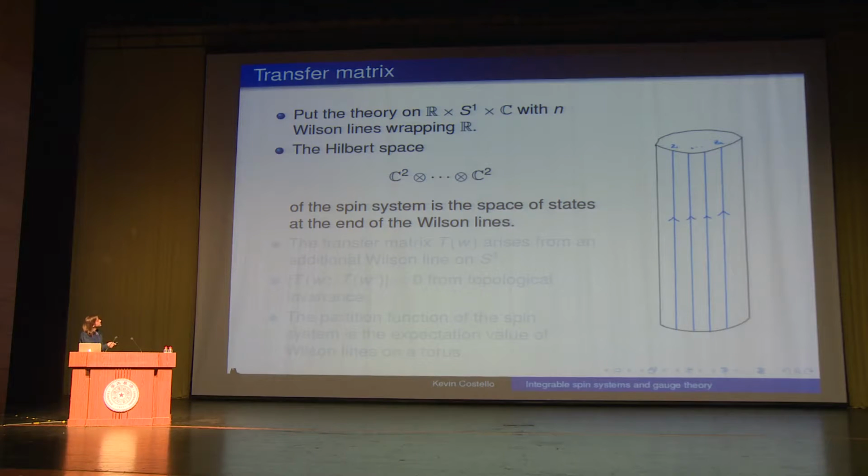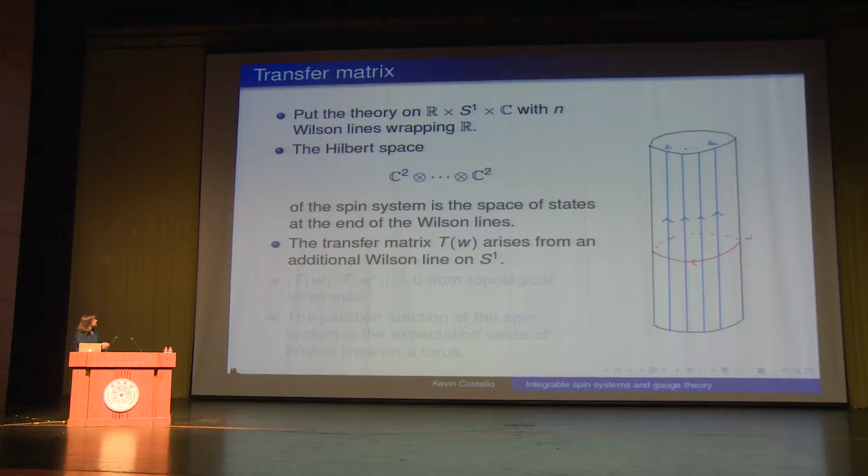So what else can we see? One can ask how the transfer matrix arises. So to see this, we'll put our theory on R cross S1 cross C, so the topological direction has a circle, and have a bunch of Wilson lines in the R direction. Then at the end of these Wilson lines, we have a space of states, which is C2 for each Wilson line. So we tensor them all together to get n copies of C2, and that's nothing but the Hilbert space of the spin system.